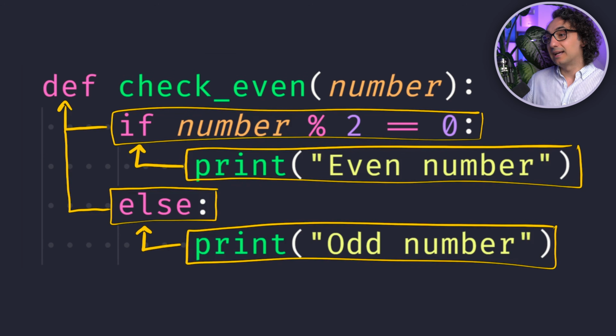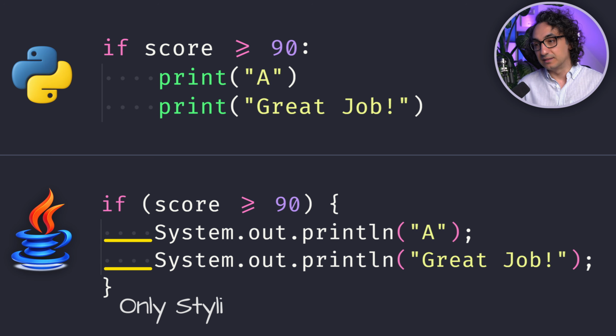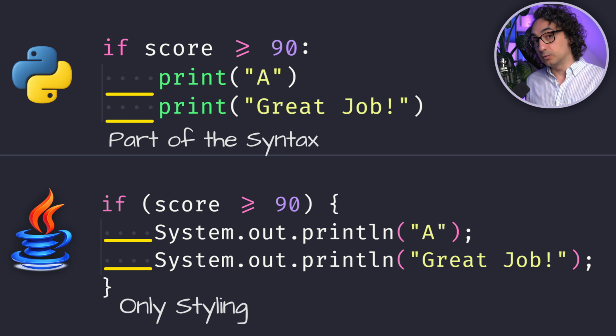So each time you add 4 spaces or indentations, you are introducing a new level of nesting. And if you know any other languages like Java, JavaScript, there as well we have if-else statements, but we use brackets in order to mark the start and the end of a block. So in Java and JavaScript, there are no rules about the indentations, it's only styling, but the indentation in Python is part of the rule and the syntax.